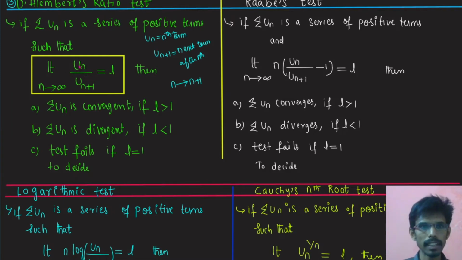After getting these two consecutive terms un and un plus 1 from the same series, we take the ratio of these two, un by un plus 1, then apply the limit as n tends to infinity. If that limit is a finite value L, then the series is convergent if L is greater than 1, and divergent if L is less than 1. The test fails to decide whether the series is convergent or divergent if the value of L is 1.